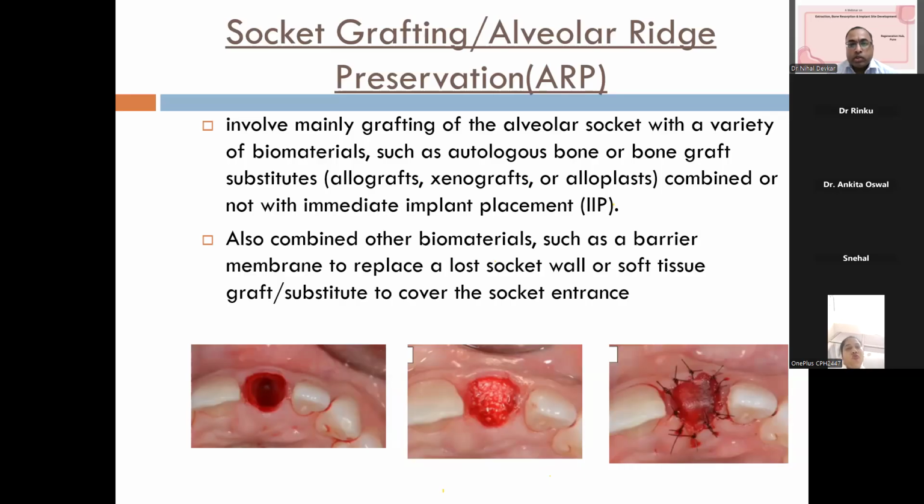Now, we are not going to the details of implant placement and jumping distance, how much to graft, but there is a concept of that. Also combine other biomaterials such as barrier membrane. You want to close that socket so that the graft material that you put doesn't flow out of the socket, to replace a lost socket wall, or soft tissue substitute to cover the socket entrance.